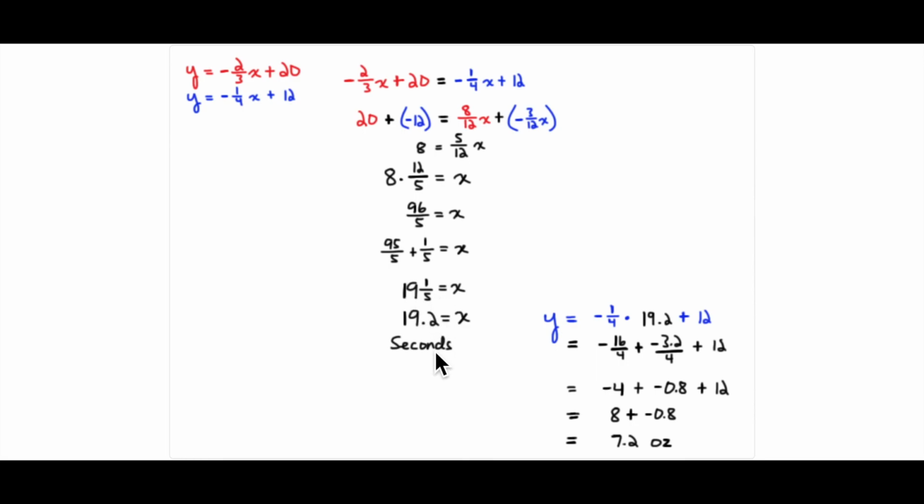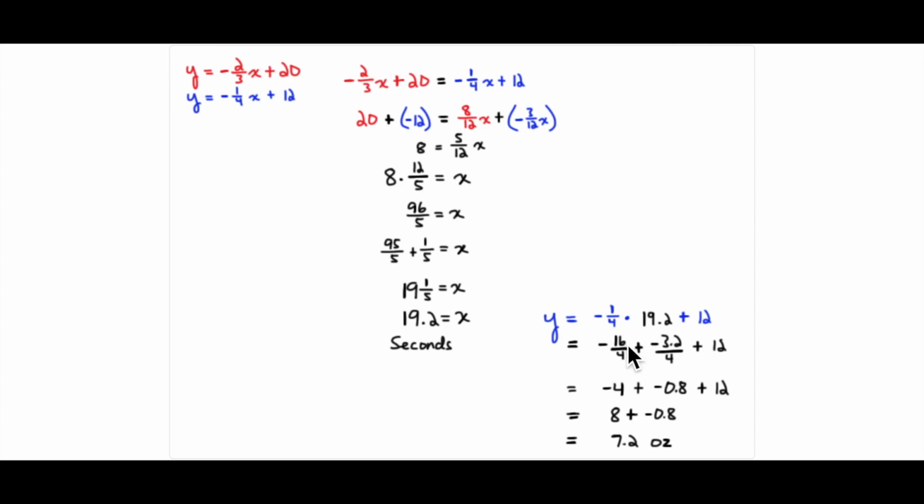So now to figure out what that volume is, plug this time into either equation. So 19 2/10 seconds times 1/4. So every second, 1/4 of an ounce is gone. So 19 2/10 seconds. And here I'm using a way to mentally calculate what 19 2/10 fourths is.